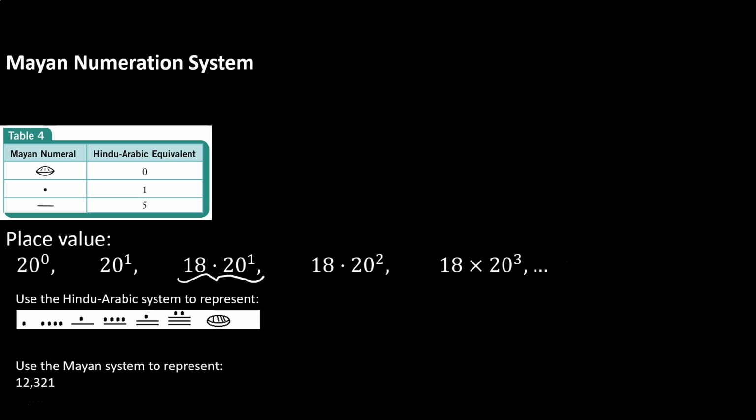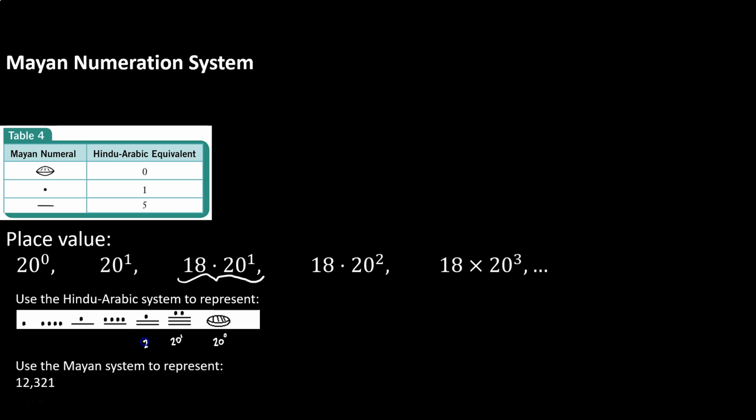So if we want to take a number in the Mayan numeral system and convert it to Hindu Arabic, what we need to do is understand how these numbers are represented within their place value. For example, if we let this number to the farthest right be the smallest place value, that's in the 20 to the 0 position. Then the next number over would be in the 20 to the first power position.